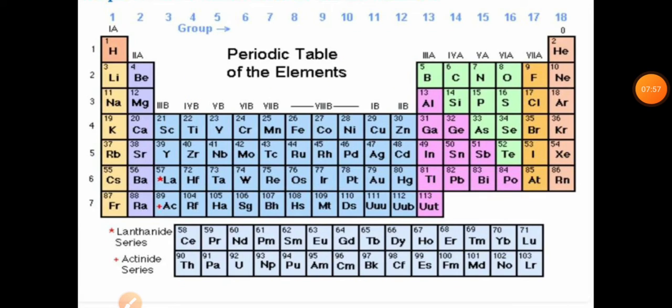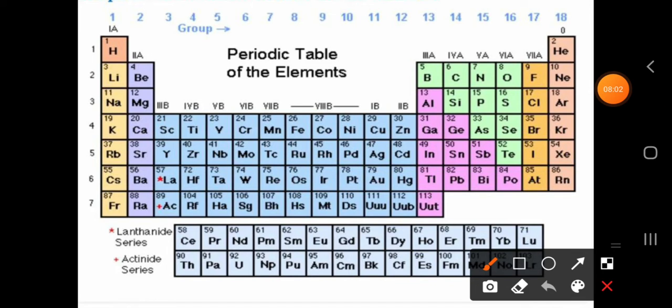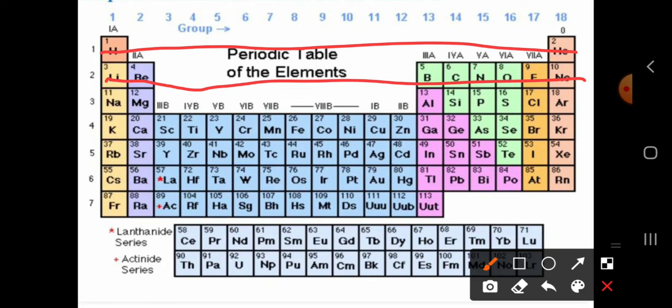Now see very clearly on the screen. I am talking about the first period. This is the first period. I am marking it. It has only 2 elements. That's why it is called the very short period. Now if I talk about the second period, it has a total of 8 elements, from lithium to neon. This is called a short period. Now the third period also has 8 elements, sodium to argon. It is also called a short period. इसको भी short period बोला जाता है.